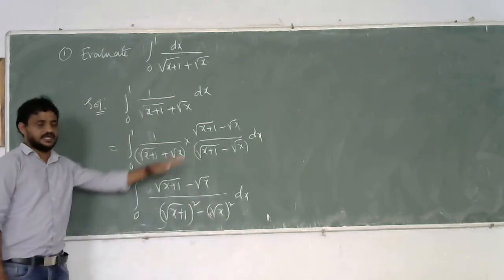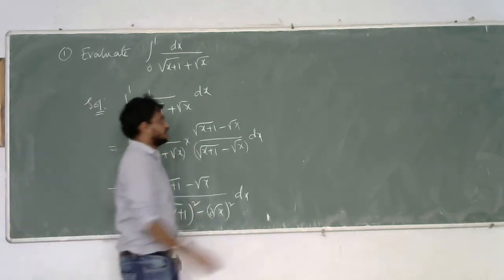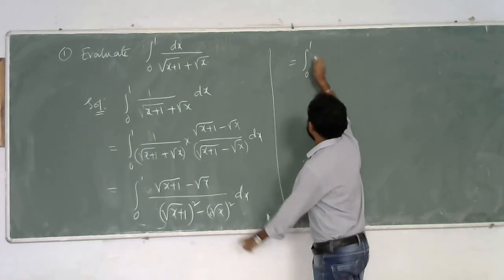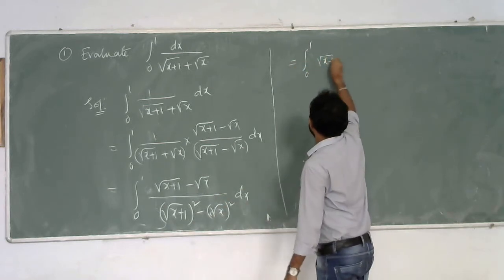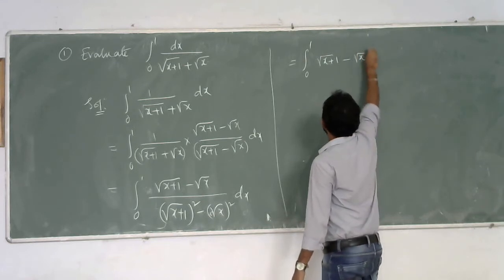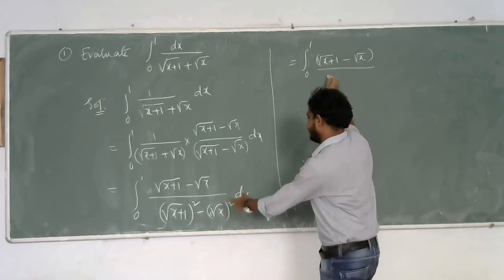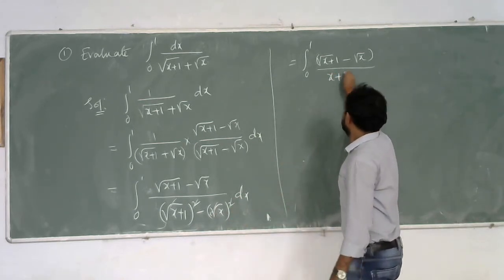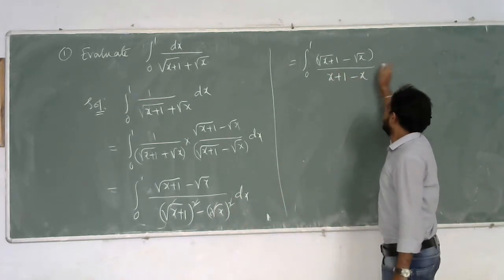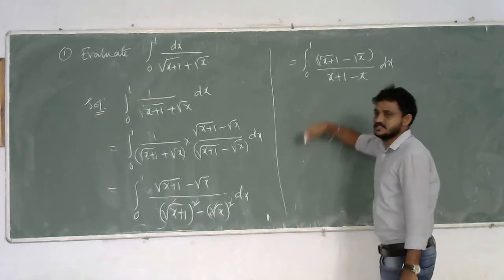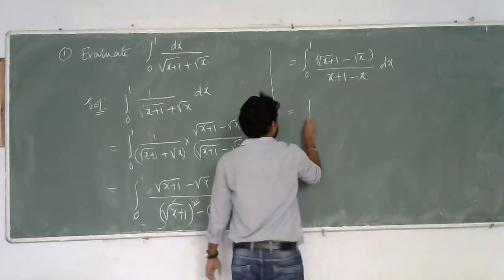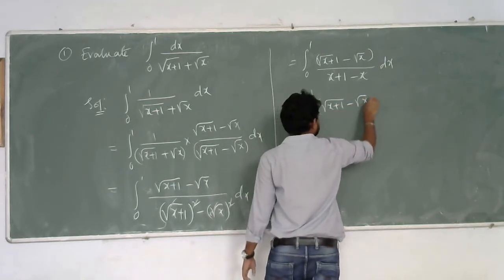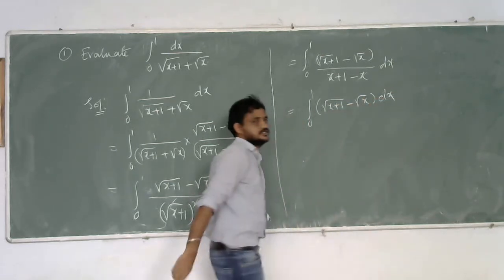(a plus b) into (a minus b) gives x square minus b square. Then integral 0 to 1, first term is root x plus 1 minus root x in the denominator. Here the square roots get cancelled, so you will get x plus 1 minus x into dx. Here plus x and minus x get cancelled. Then you will get integral 0 to 1 of root x plus 1 minus root x into dx.